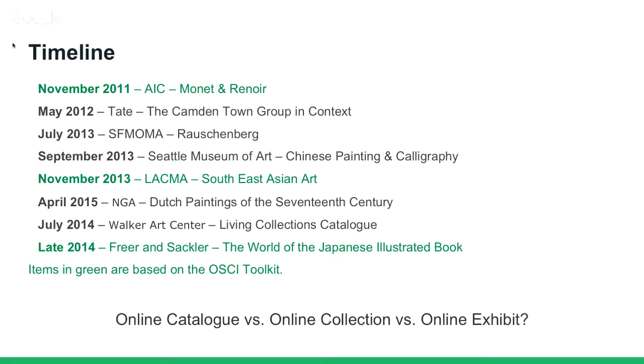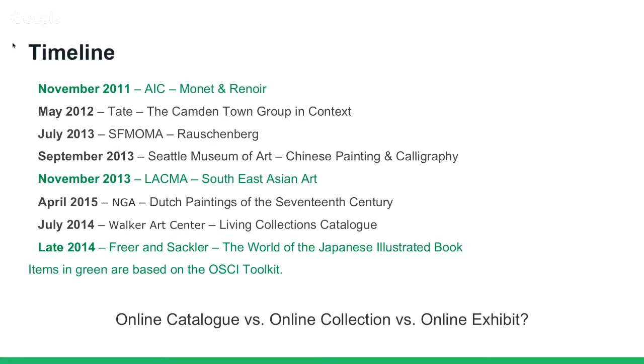It's interesting to see the different approaches taken by these various partners. Briefly, the toolkit was created in partnership with the AIC for their Monet and Renoir catalogs. And since then, it's been used by the LA County Museum of Art for the Southeast Asian catalog and for the Freer Sackler for their Japanese illustrated book, the Pulver collection.